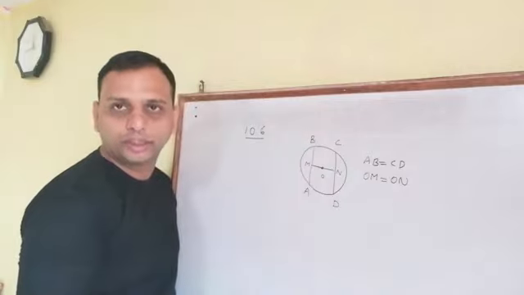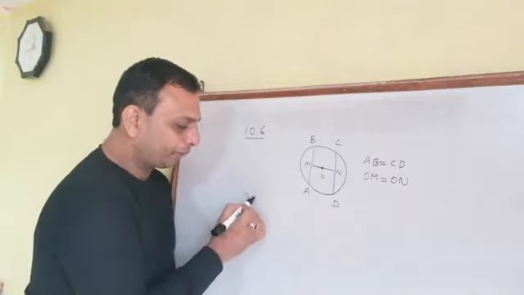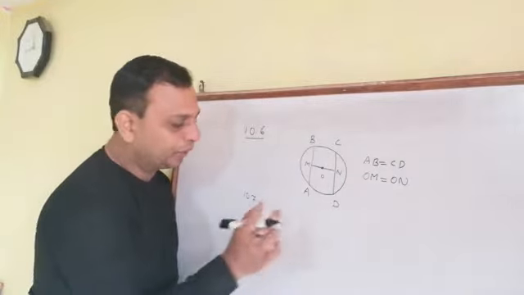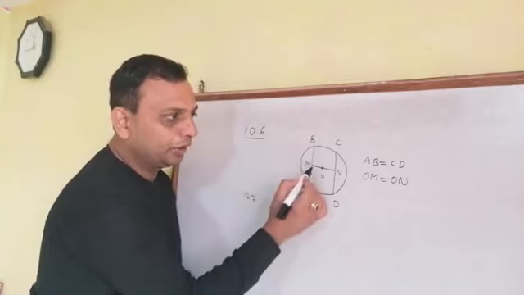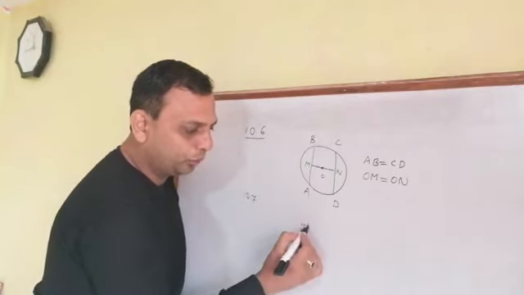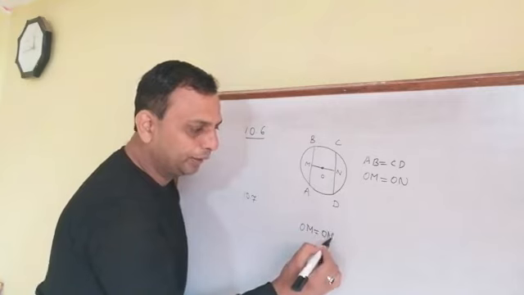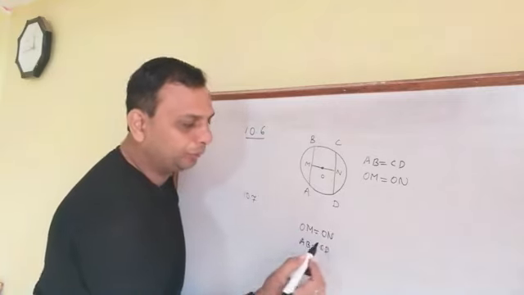And we have a converse theorem also. Converse is just the opposite. That is the 10.7 theorem. Using the same figure, it says that if the distances from the center, OM is equal to ON, then the chords will be equal to each other. That means AB will be equal to CD.